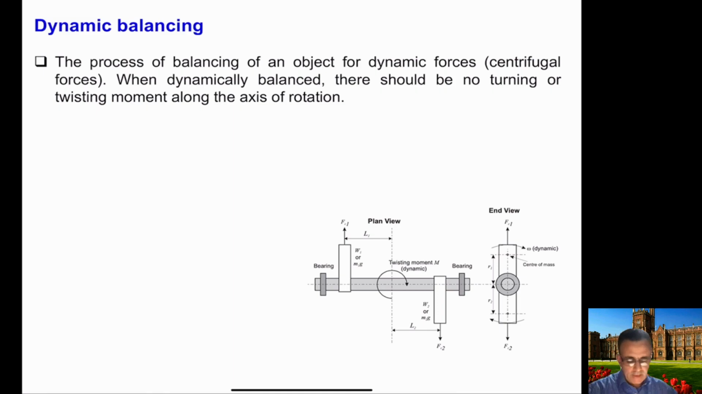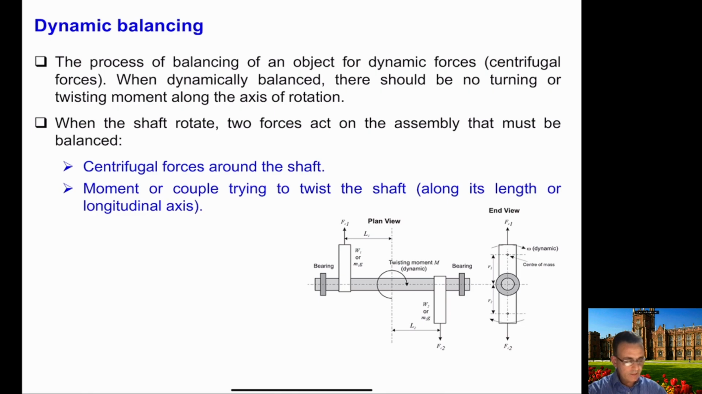Okay, so dynamic balancing can now be explained as the process of balancing an object for dynamic forces. When the system is rotating at some rpm, there are centrifugal forces associated with it. So it is the process of balancing an object for dynamic forces, which are centrifugal forces. When dynamically balanced, there should be no turning or twisting moment along the axis of rotation, which you can see in a minute.